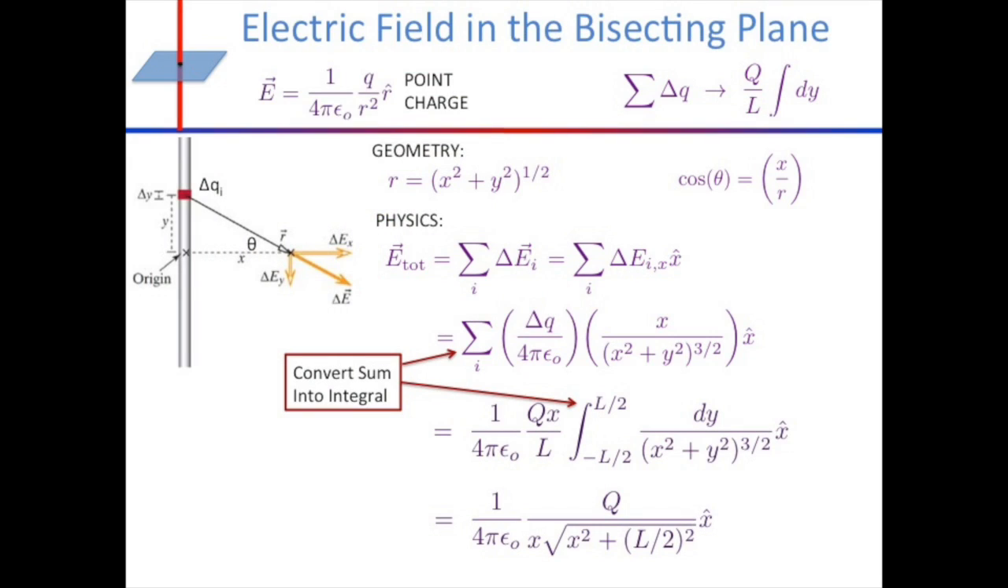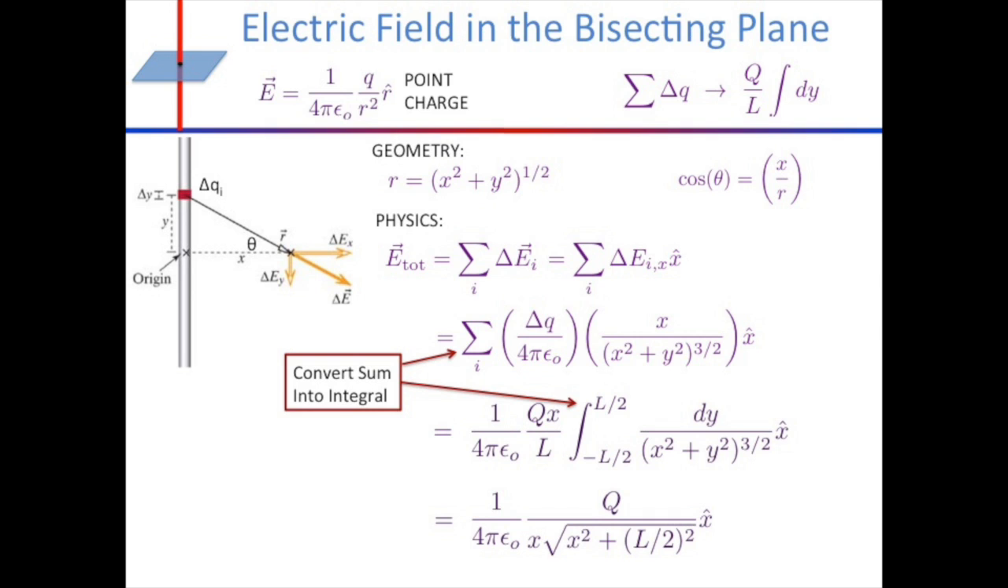I'll convert this sum over delta q's into an integral, and I just copy it down. The sum over delta q becomes q over L, there's the q over L, integral dy, right? And everything else copied over. I have the 1 over 4 pi epsilon naught. I have the x. I have the 1 over x squared plus y squared to the 3 halves. There's the x hat. So I just copied everything down.